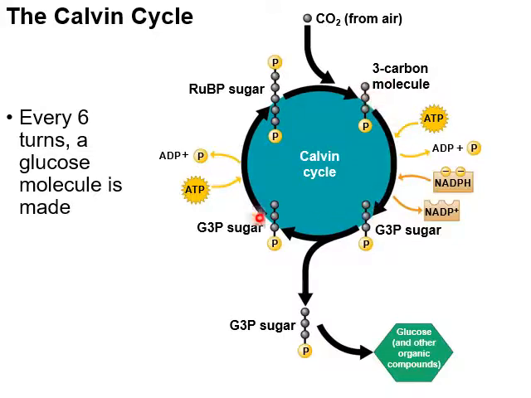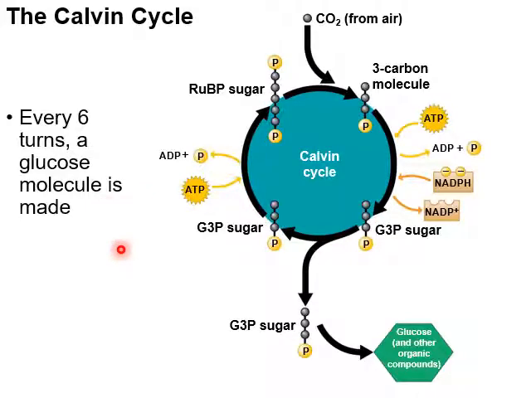And essentially it goes through this cycle 3 times, and that produces what's known as G3P, a 3-carbon sugar that can then be combined with another 3-carbon sugar to make glucose, or it can be combined with other things to make other types of organic compounds. So every 3 times we go around this, we make 1 G3P sugar. So essentially every 6 times we go through this cycle, we produce 1 glucose molecule.